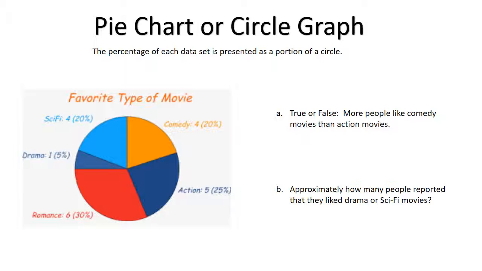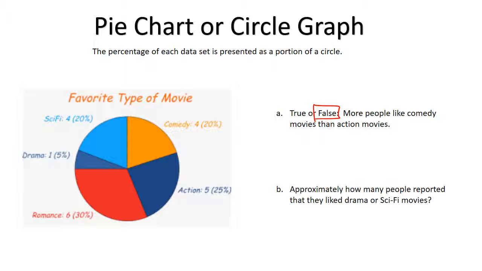Let's answer these questions. True or false? More people like comedy movies than action movies. Well, comedy movies had 20% of this sample and action movies had 25%. Did more people like comedy than action? No, the action was the highest. So this would be a false statement. It was the opposite of the truth.